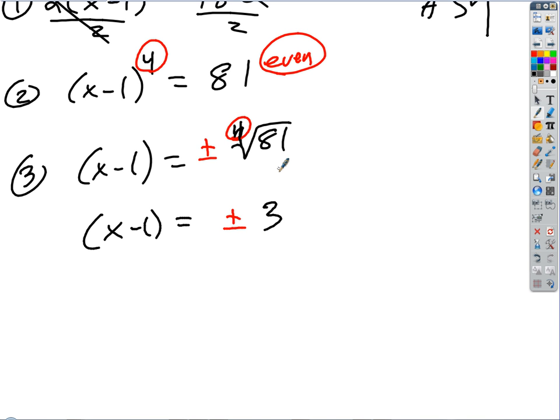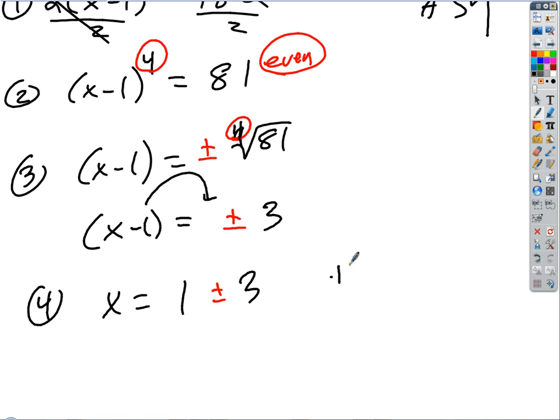Okay. Now, what if that had been a decimal? Well, then it's a decimal. That's fine. We can use a calculator for that if it doesn't work out to be a perfect fourth like that. Now, last step. What do I do? Add 1. And I'm going to add 1 in front of the plus or minus, aren't I? So my last step, fourth step, is x equals 1 plus or minus 3.